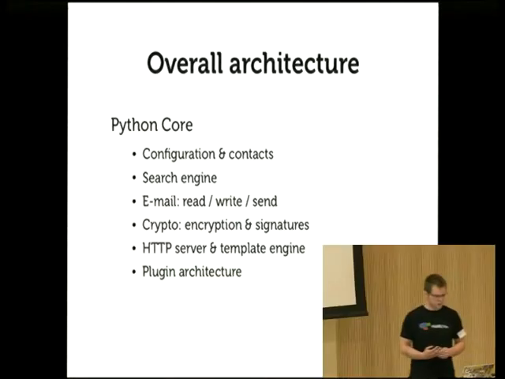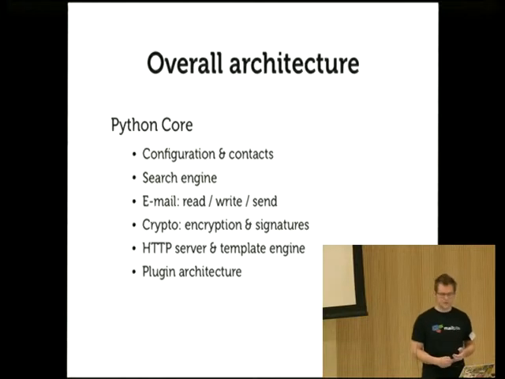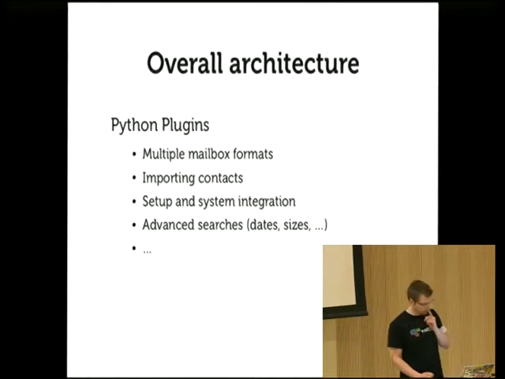Getting into the code, we have a Python core, which is where we handle things like the configuration. The search engine is part of the core. Reading and writing and sending email is part of the core. Crypto, the HTTP server, and we have a plugin architecture. It's not stable yet, but we do want to be able to develop those things as plugins. And we're already doing so.